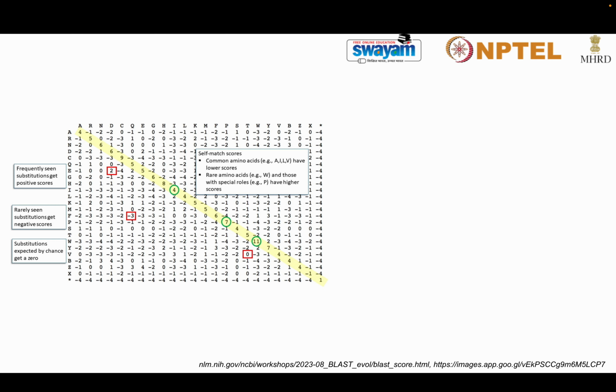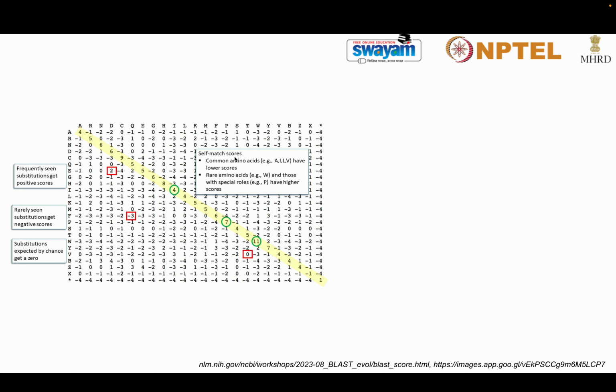Whenever some mutation or some change is not favorable for the individual, what will happen? Selection will remove that thing. Those organisms will disappear and only the fittest will survive. So in this way, the substitutions which are rarely seen will get negative scores. Then substitutions which are expected by chance will get the score of 0. For example, here you can see this valine and threonine substitution. This is observed by chance. That's why it has got the score of 0.